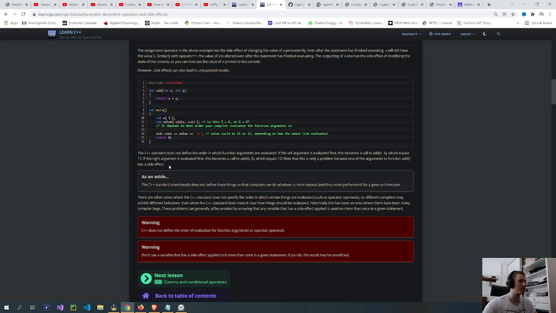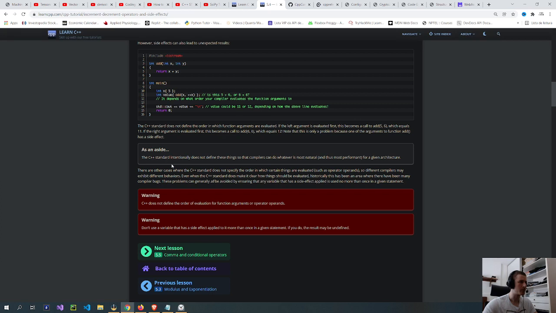The C++ standard does not define the order in which function arguments are evaluated. If the left argument is evaluated first, this becomes a call to add 5, 6. So int value, okay, which equals 11. If the right argument is evaluated first, this becomes a call to add 6, 6, which equals 12.